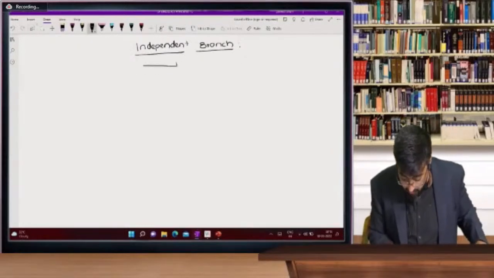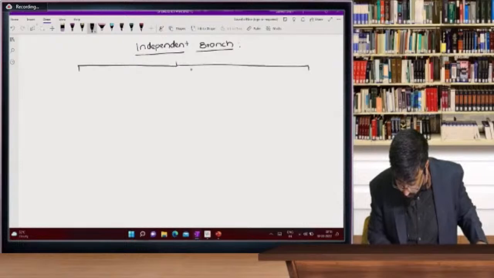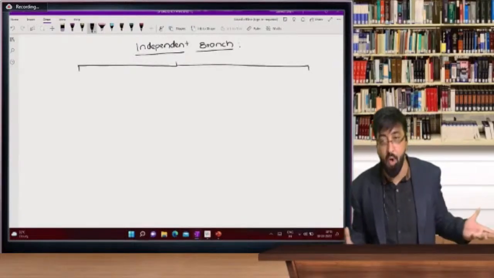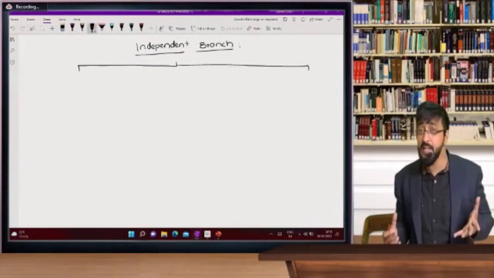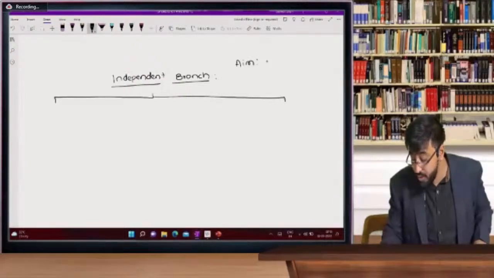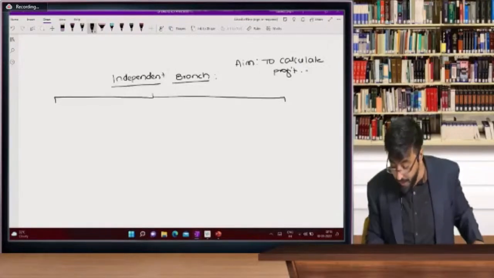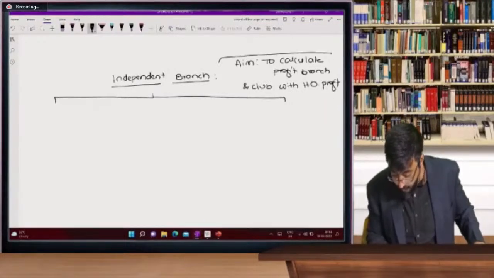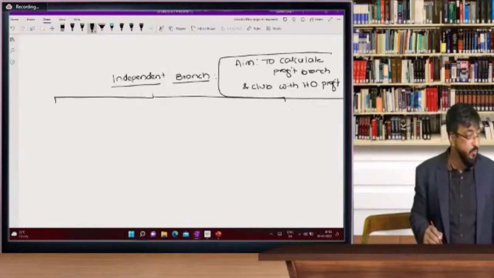Independent branch. Now, independent branch, what is our aim of any branch accounting? Our aim is to calculate profit. So anytime the aim is to calculate profit. Aim is very simple. Calculate profit of branch and club with head office profit.